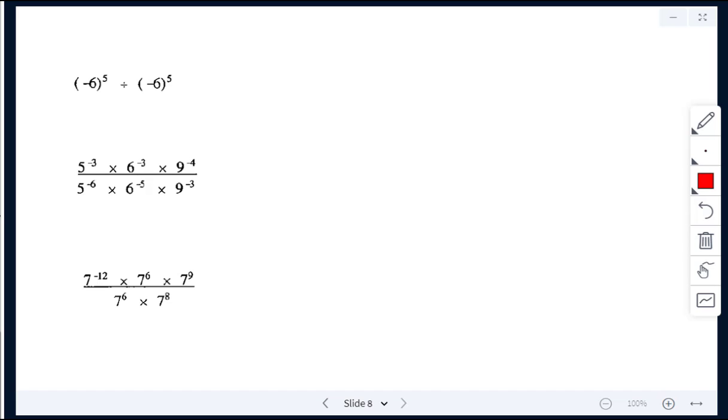Okay, next example. So negative 6 to the power of 5 over negative 6 to the power of 5. The bases are the same. The base is negative 6, the base is negative 6. And so therefore we subtract our exponents. So it's going to become negative 6, and then our exponent is 5 minus 5, and this has to be in brackets. And that gives us 0. So negative 6 to the power of 0.